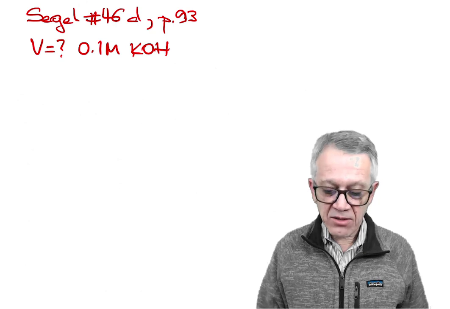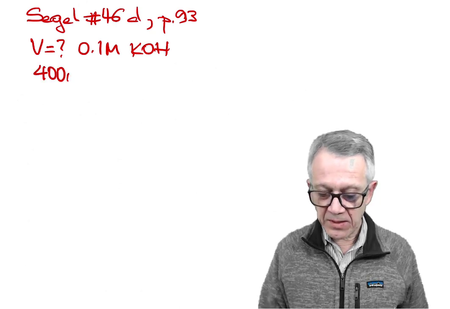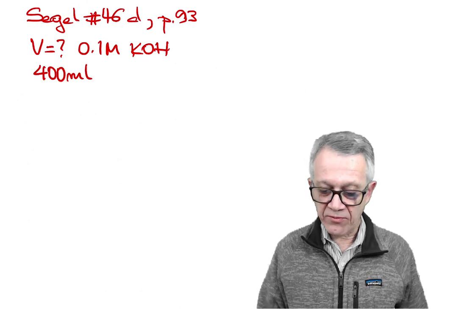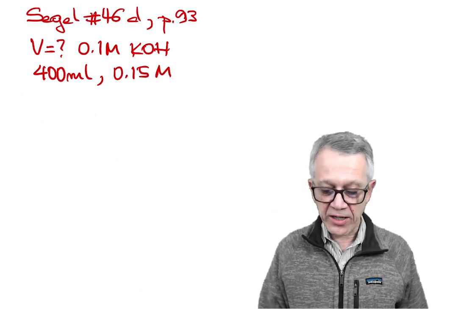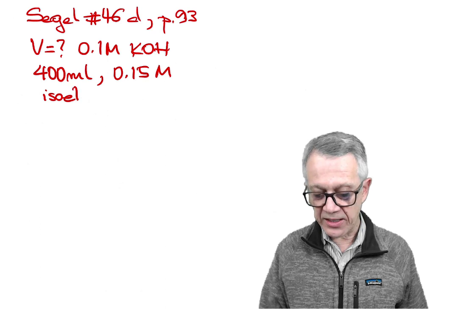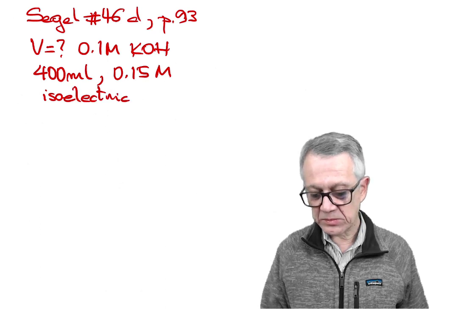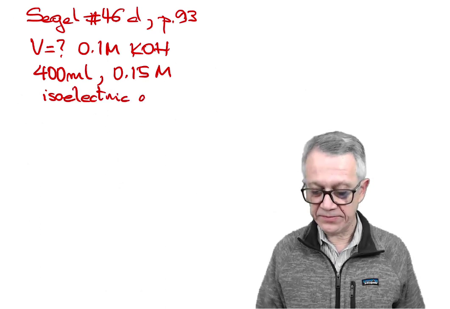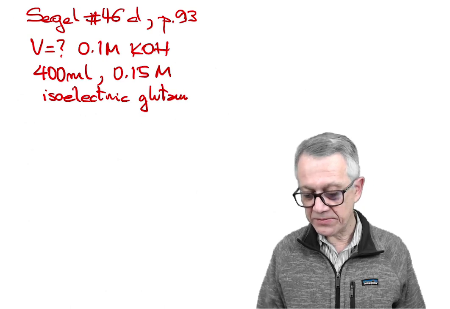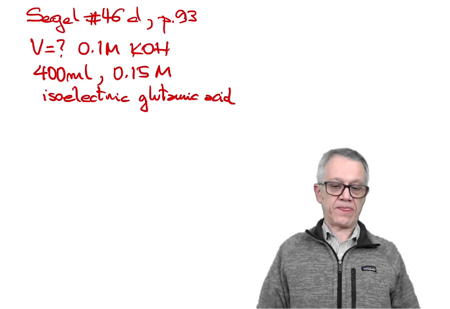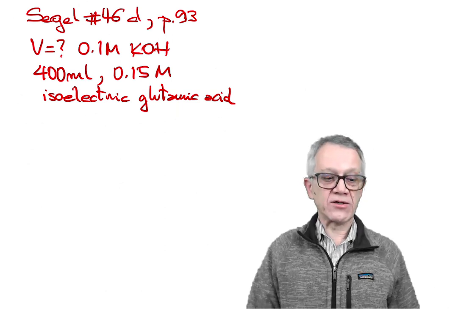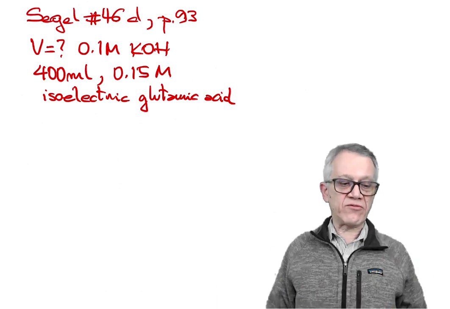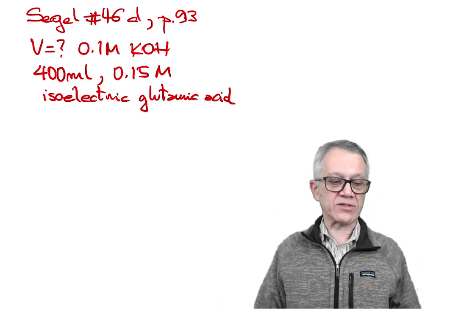in this case, 400 milliliters of a solution 0.15 molar isoelectric glutamic acid for this one. Glutamic acid. So now we have glutamic acid in the isoelectric form, so we have to always know the form of the amino acid that we're dealing with.